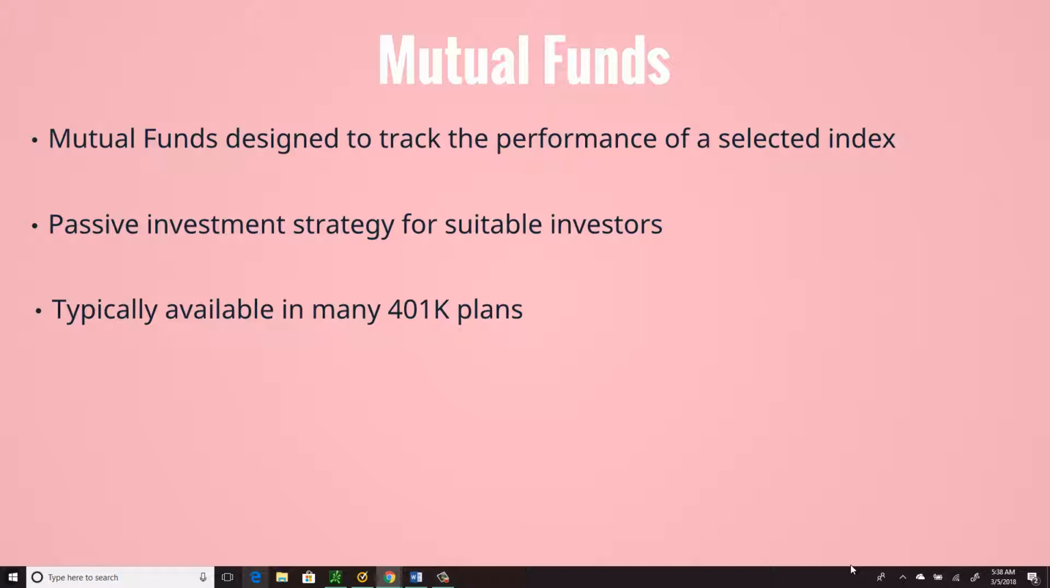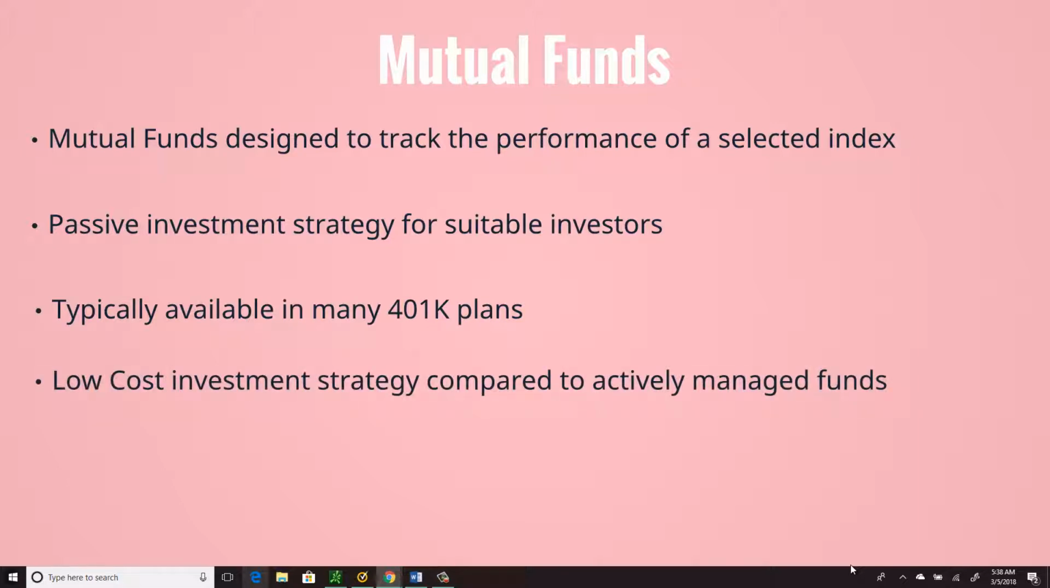Now, one of the benefits of these is that they're typically available in many 401k plans. A 401k plan, and when I say a 401k plan, you could also refer to a 403b or a 457. Many retirement plans, government-sponsored retirement plans, will have an index option available in it. Not all of them do. Check certainly with your plan and with your investment advisor if you've got any specific questions. Now, this is typically a low-cost investment strategy when compared to actively managed funds. So this low-cost investment strategy compared to actively managed funds will allow an investor to get involved.